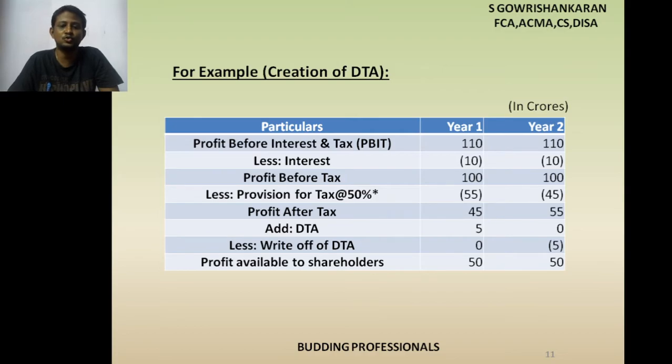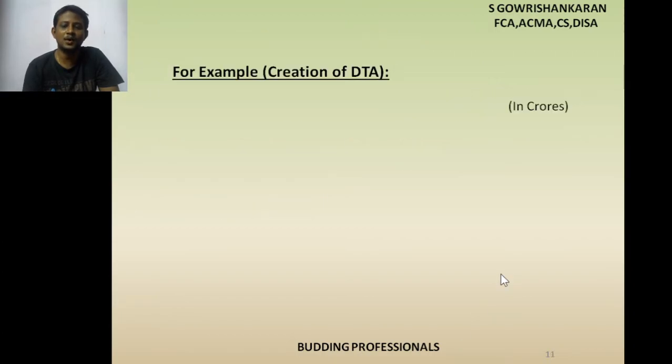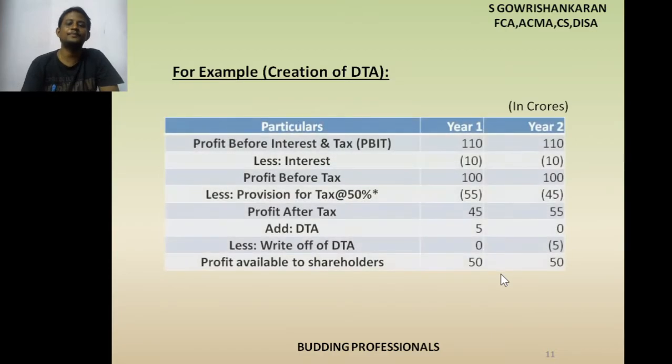In the question, profit is given as 100 crores. Now we are arriving at profit before interest and tax. That is 100 plus 10, which is 110. That is profit before interest and tax. So 100 plus 10, 110, for Year 1 and Year 2. Then what is the next item?